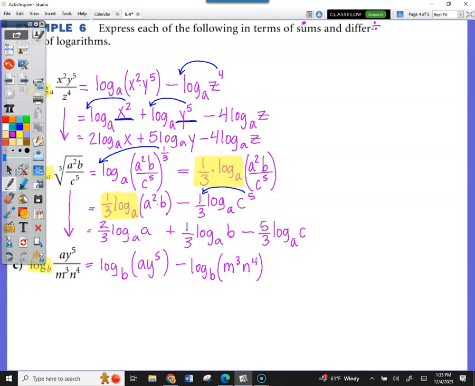So we're going to take the log of a, multiplication becomes addition, plus the log of y to the fifth. So kind of give yourself like a roadmap before you just start trying to write it. Okay, so log base b of a plus log base b of y to the fifth.